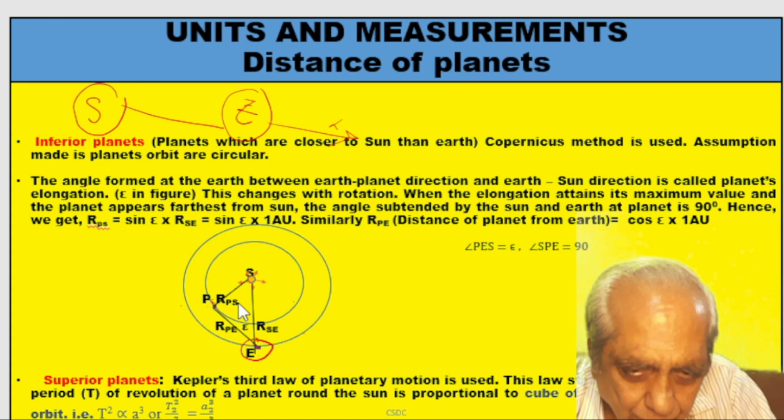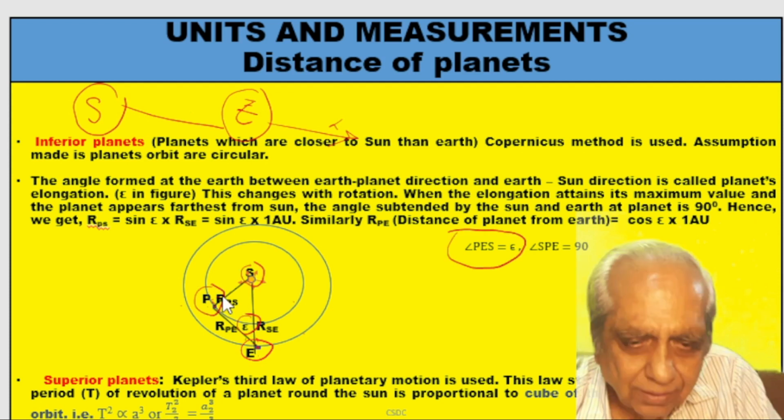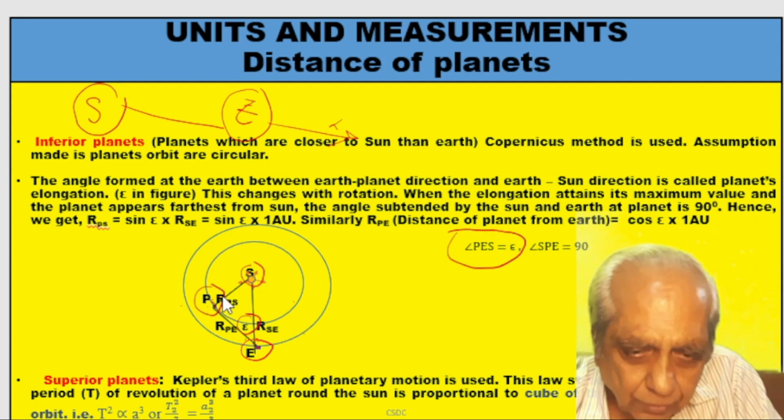So on the day when this is 90 degrees, I will measure this angle epsilon, and that will give me the angle of elongation. Now it becomes mathematics to calculate the distance of the planet from the sun or the planet from the earth. Is it all right? So now I am doing this when this has become 90 degrees.